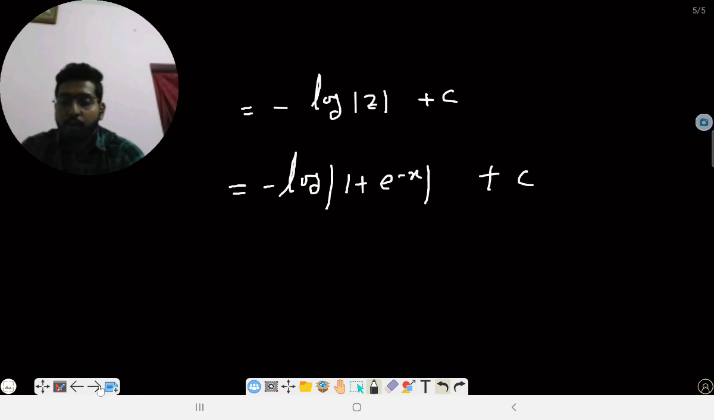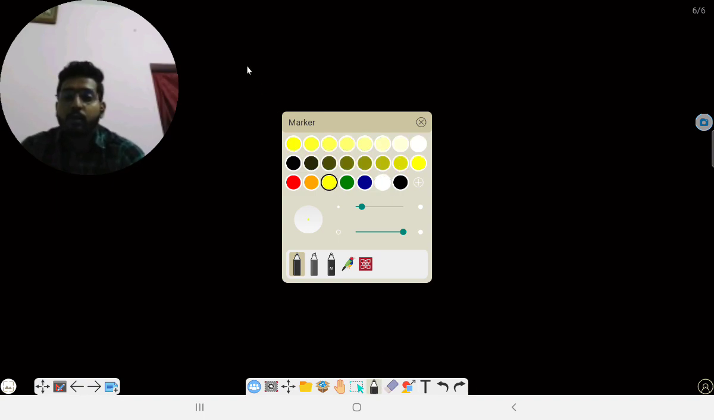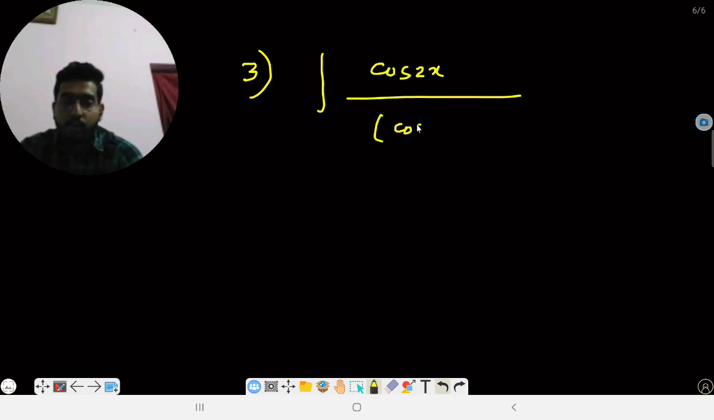Now question number 3. We'll move to question number 3. We'll try to solve as many questions as possible. So question number 3 is like this: integration of cos 2x by cos x plus sin x whole square dx. Now how to solve this one?